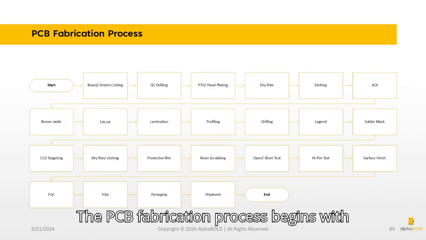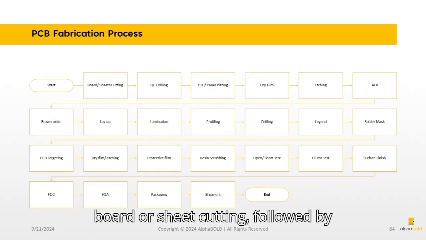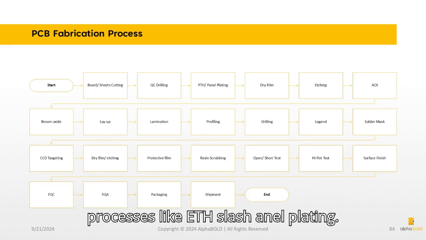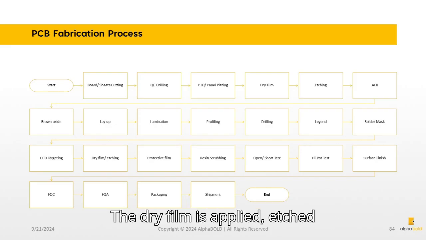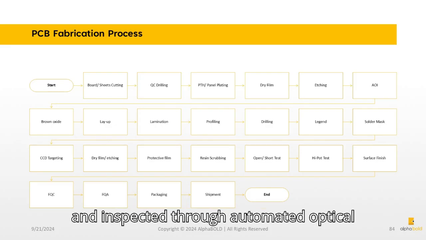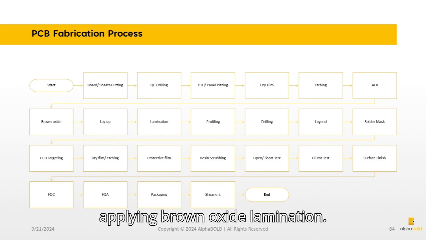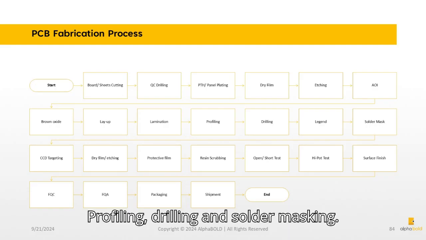The PCB fabrication process begins with board or sheet cutting, followed by quality control, QC, drilling, and plating processes like PTH/panel plating. The dry film is applied, etched, and inspected through Automated Optical Inspection (AOI). Key steps include applying brown oxide, lamination, profiling, drilling, and solder masking.